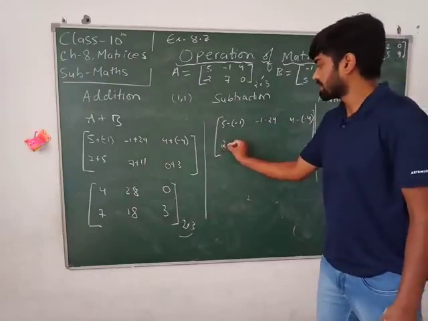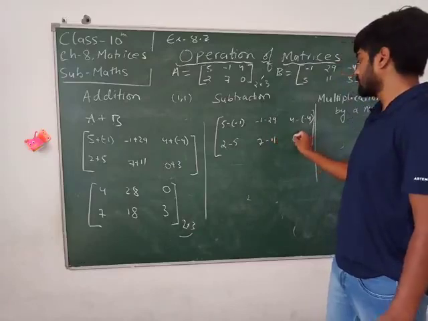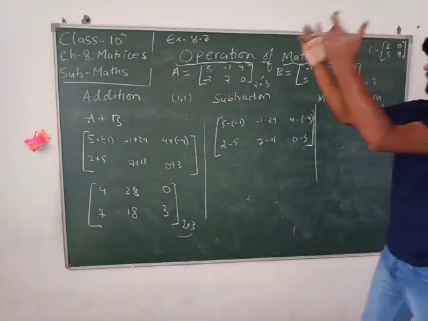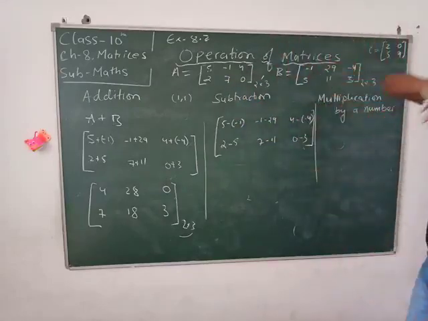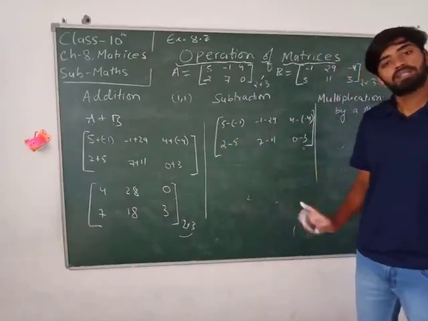And then 2 minus 5, 7 minus 11, and 0 minus 3. So I write it like this. I am subtracting matrix A from matrix B. So that's how I write minus in the middle. Don't get confused and don't bring the answer in just one step.